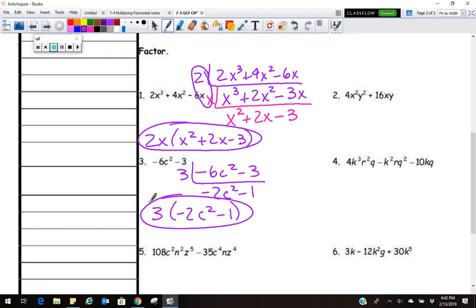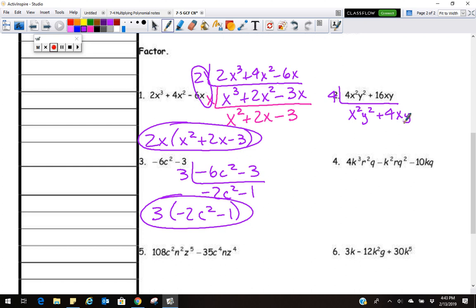Number 2, 4x squared y squared and 16xy. Okay, what's going to go into 4 and 16? Hopefully you notice 4. If you notice a 2, then it's just going to take you longer. When I divide by 4, I'm going to get x squared y squared. 16 divided by 4 is 4xy.